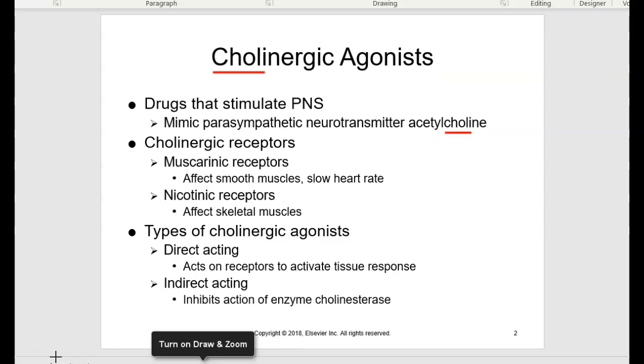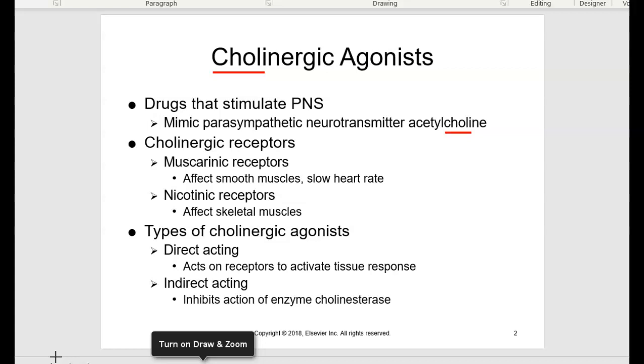Now, if you remember, with the sympathetic nervous system, the word adrenergic was your clue that you were somehow dealing with the sympathetic nervous system, whether it was an adrenergic agonist or antagonist. When you see adrenergic, think of adrenaline, think of sympathetic nervous system. For the parasympathetic nervous system, cholinergic is your key term, because the neurotransmitter for the parasympathetic nervous system is acetylcholine.